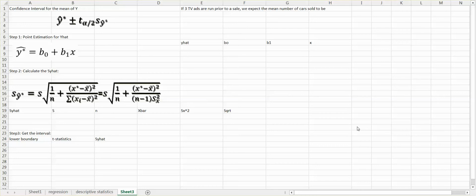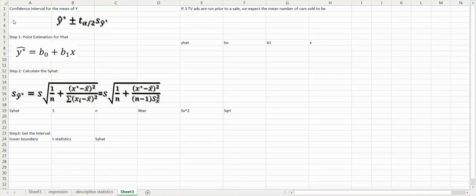In order to calculate the confidence interval for the mean of y, you need to know how to get the regression output and the descriptive statistics. If you have trouble knowing how to get those two outputs from Excel, you should watch the video related to regression analysis and descriptive statistics. If you know that, you can start to watch this video.